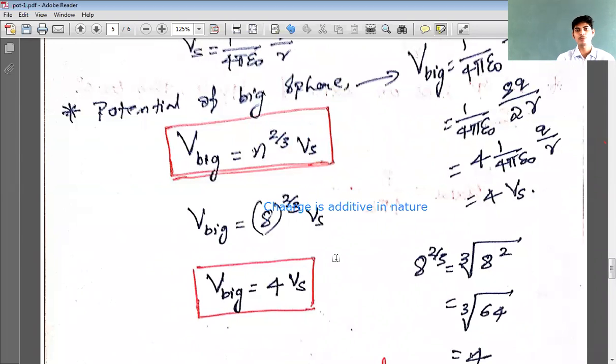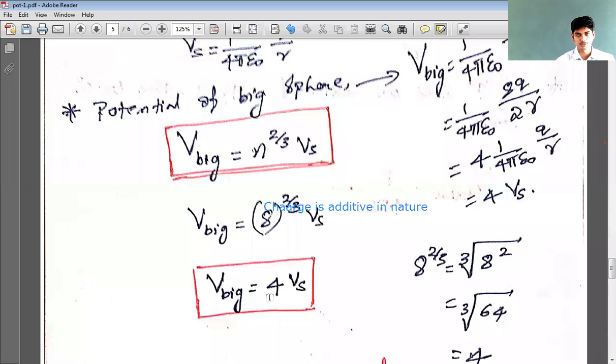Can you tell me what happens to the potential of the big sphere when obtained by combining the small spheres? On combining n small drops to form a big drop, what happened to the potential? Increased or decreased? Increased. It increases n power 2 by 3 times. Potential of big drop is n power 2 by 3 times potential of small drop.